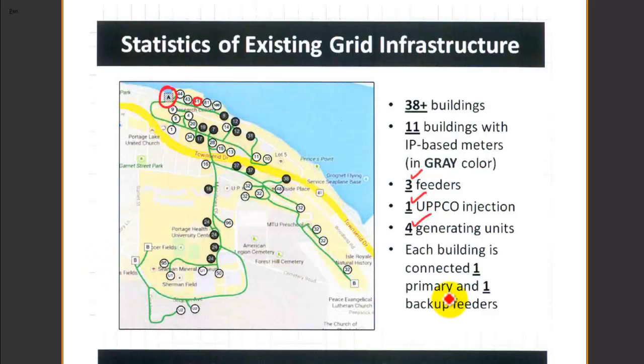Not to say that there are some buildings connected with backup generators for emergency purposes. For example, to make sure that the elevator is turned on all the time, so that during an emergency situation, people will not be stuck in elevators.